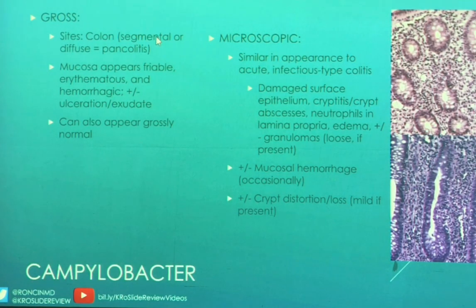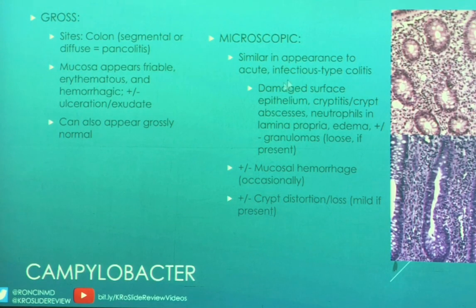Okay, so we can either have segmental or diffuse colitis. The mucosa itself will be friable, erythematous, and hemorrhagic, and you may or may not see ulcers or exudate on the mucosal surface, but it also can appear grossly normal. So that's why when they're doing upper and lower GI, they may take biopsies of what looks to be normal, and it could still have pathology associated with it. So you always want to correlate what you're seeing under the scope with what they were seeing on endoscopy.